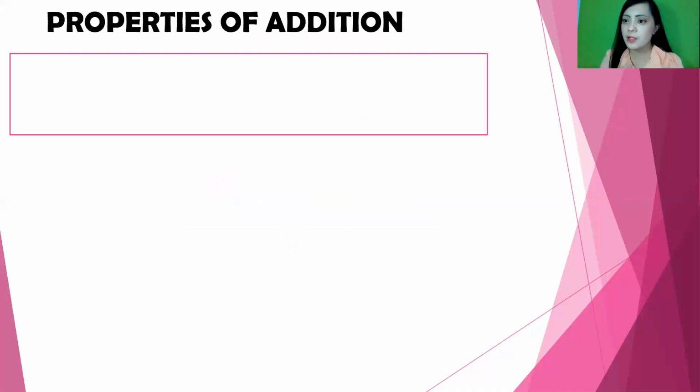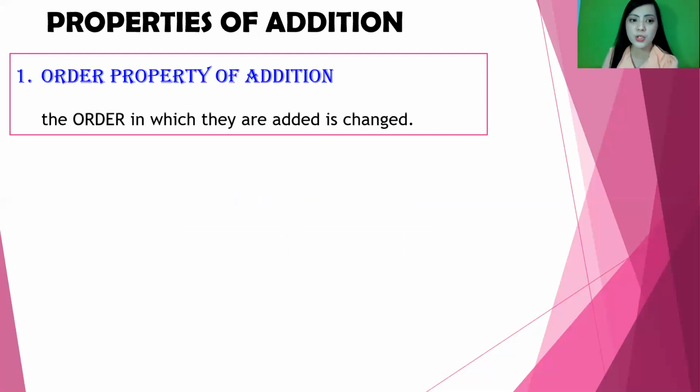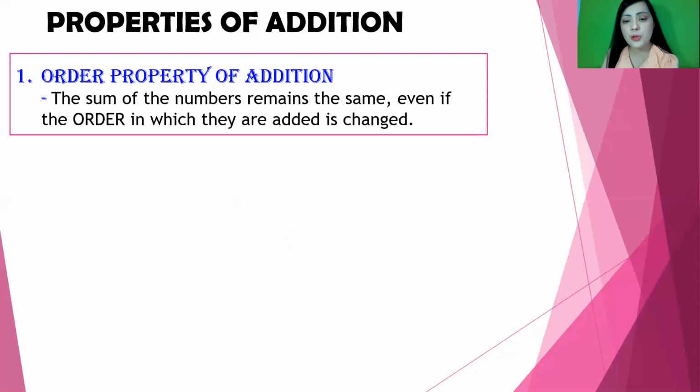Right. We will talk about properties of addition today. There are 3 properties of addition that we're going to discuss. Number 1 is the order property of addition. The sum of the numbers remains the same even if the order in which they are added is changed.